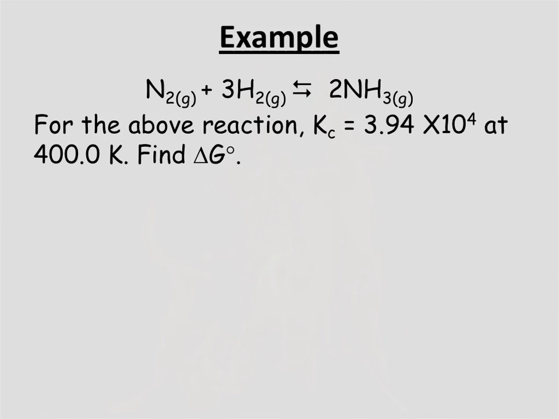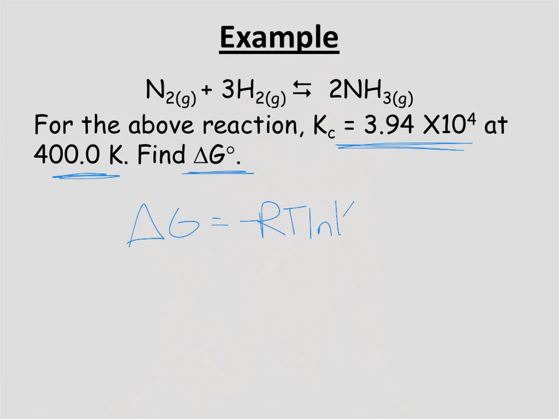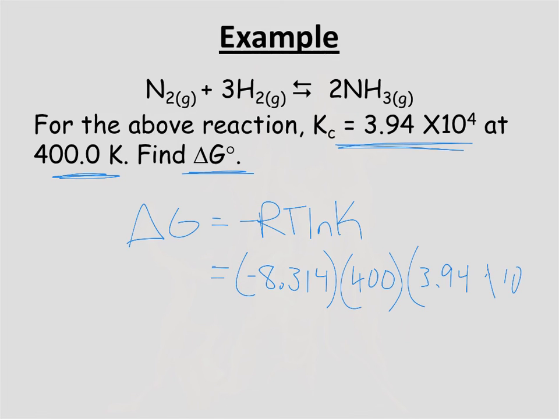All right, and a last example. Given a reaction, here is our K value. Here's our temp. Find delta G. So we know that delta G is equal to negative RT natural log of K. Let's see. So we've got negative 8.314. The temp was 400. And our K is 3.94 times 10 to the 4th.